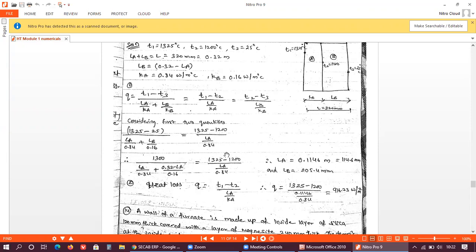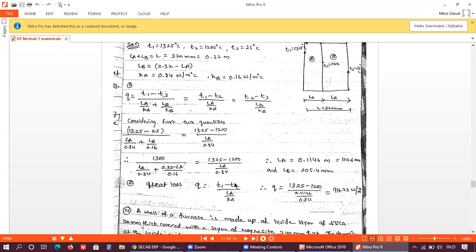Okay, so I will go with the second because T2 is mentioned there, 1200 degrees Celsius. So I will go with the T2 parameter, whether you use this expression or this expression. T2 रहना चाहिए उसके अंदर, क्यों बोले तो T2 का वैल्यू वहाँ पे मेंशन किया हुआ है, right? Minimum heat loss. So I will go with the T1 minus T2 divided by La by K.